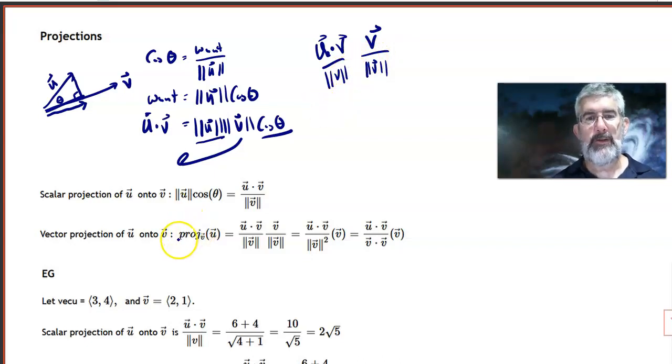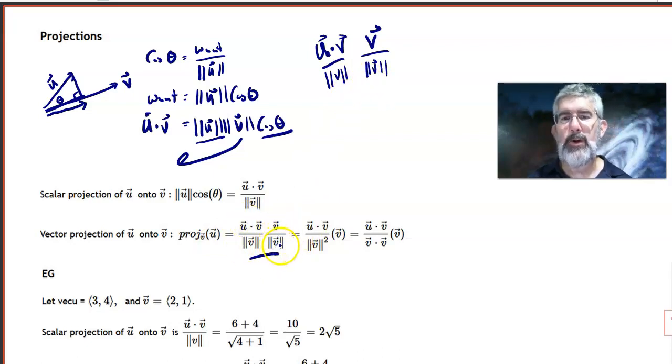This is what's called now the vector projection, and the notation is, we write it like function notation, where the function name is projection onto v, and what are you projecting onto v? You're projecting the vector u, okay? And so this formula right here is the one that I just wrote down there. It's the length that I want times the unit vector in the direction I want.